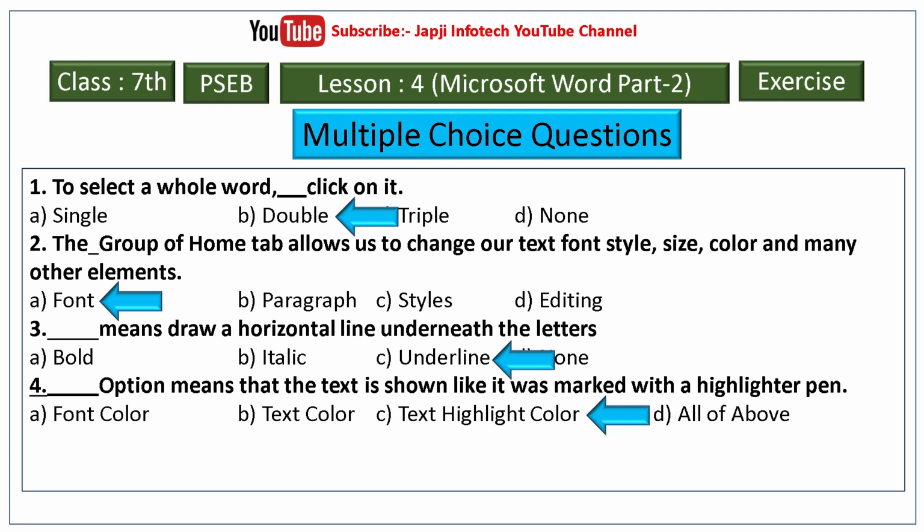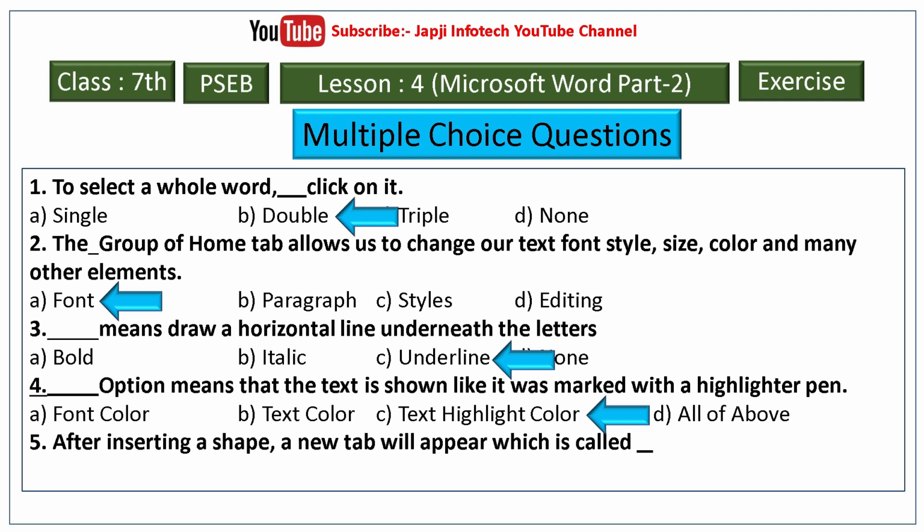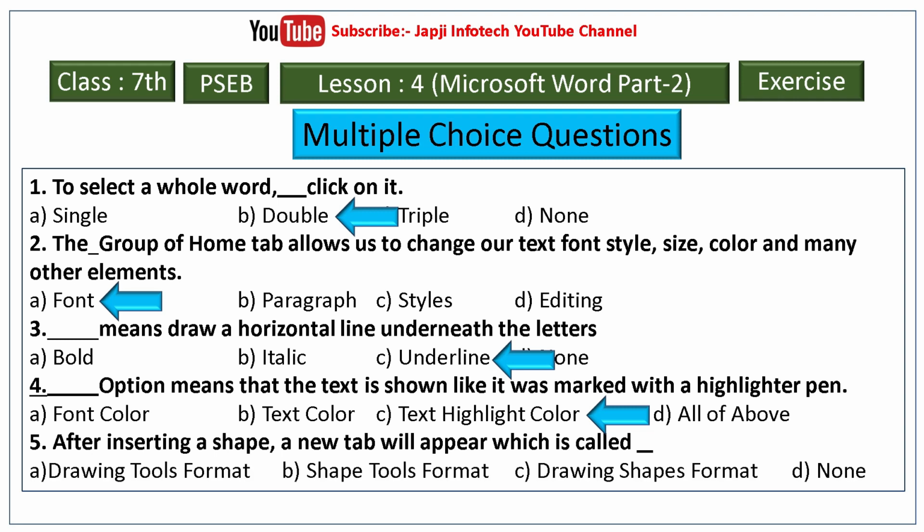And the fifth one is: after inserting a shape, a new tab will appear which is called dash. The options are drawing tool format, shape tool format, drawing shape format, and the last one is none. And the right answer is: after inserting a shape, a new tab will appear which is called drawing tools format.